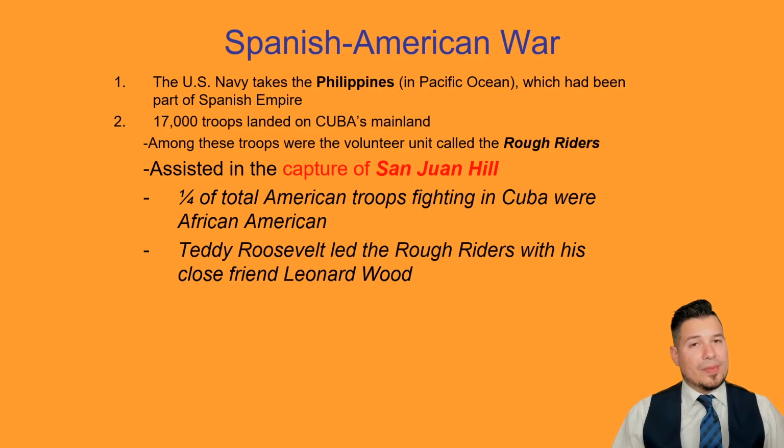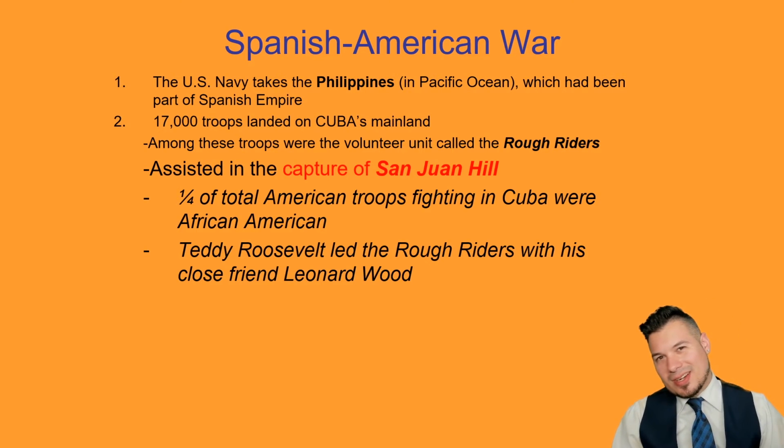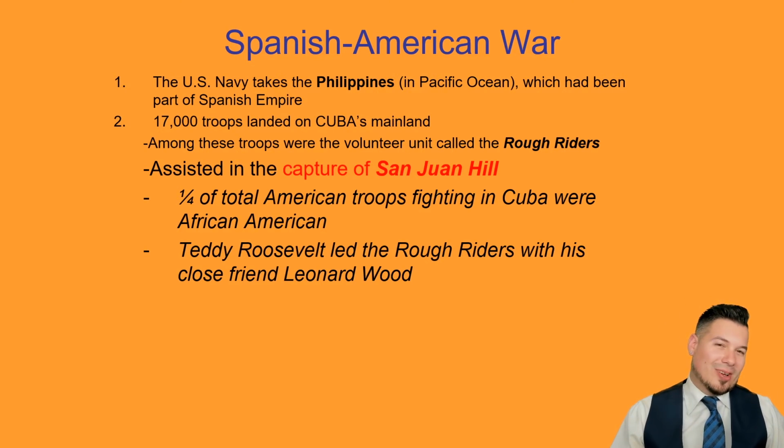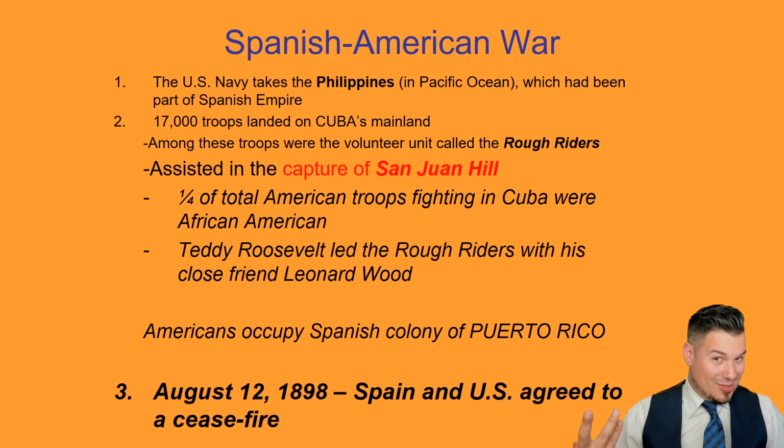This is a big deal, as again, the last war we had fought was the Civil War, and we were just getting comfortable with allowing African Americans in the military. Here we see that they make up a pretty decent force in this conflict in Cuba. And now Teddy Roosevelt's going to lead those Rough Riders with his close friend Leonard Wood. We are going to start to occupy the Spanish territory of Puerto Rico, and of course, as you know, to this day, they become one of our territories.